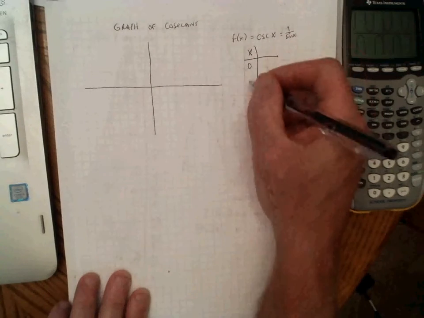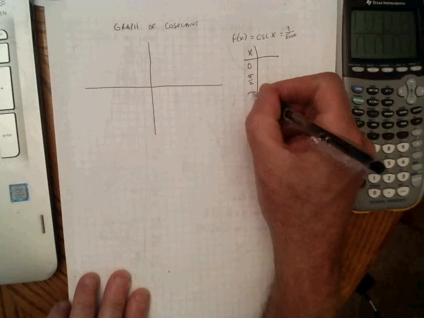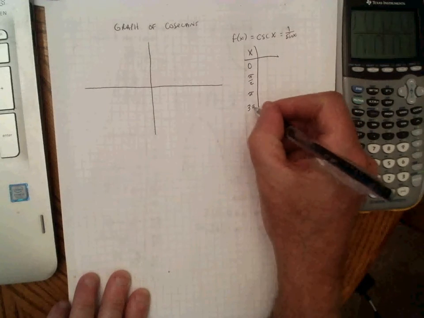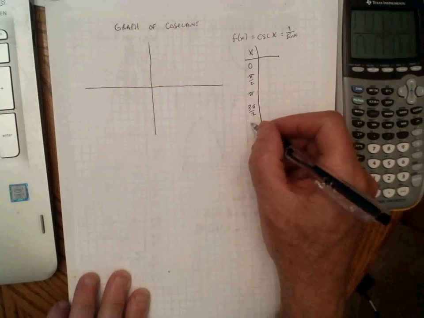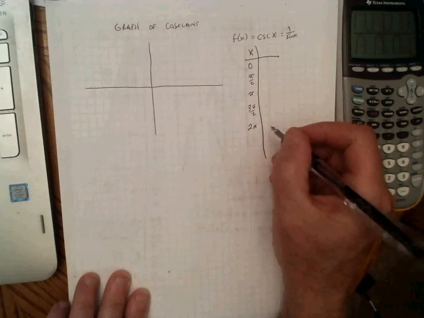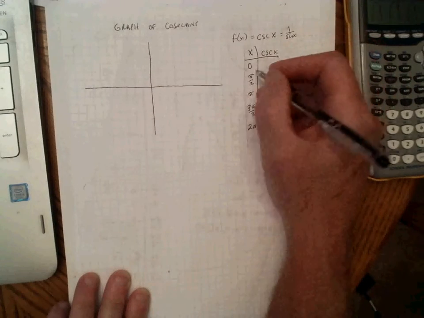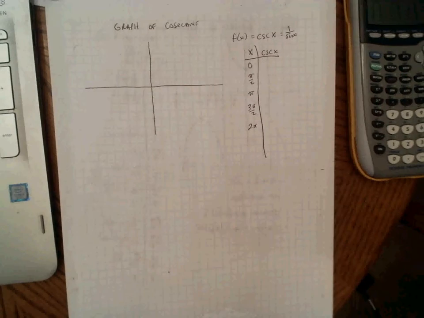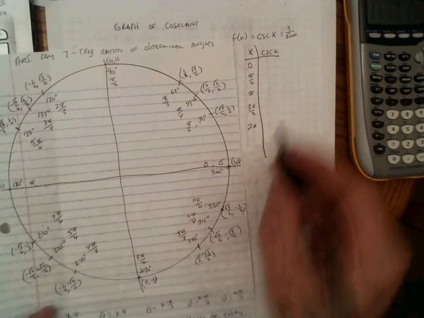0, pi over 2, pi, 3 pi over 2, 2 pi. Let's look at those first. And go back to the unit circle, and the cosecant is 1 over the sine, so when x is 0, that's 1 over 0. So this is going to be undefined.